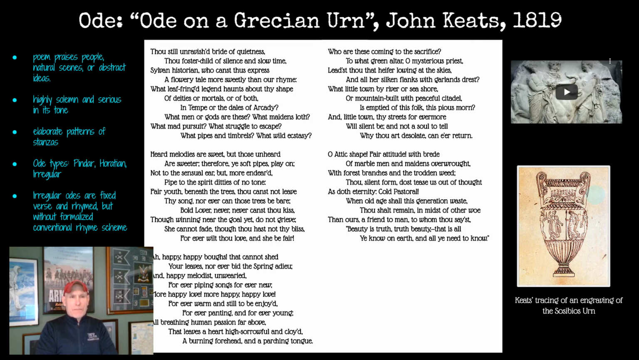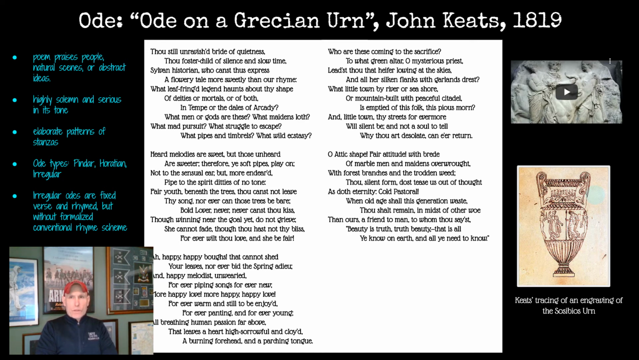Two of them really didn't survive the classical period in any significant sense. A Pindar ode, and a Horatian ode, that Horace, the Roman poet and philosopher, developed. But the irregular ode, and this is an example of an irregular ode, did endure and is the subject of much literary study today. They have fixed verse, so there is a meter in them, and they can be rhymed, but there is no formalized rhyme scheme. There's no requirement to rhyme in a certain way.